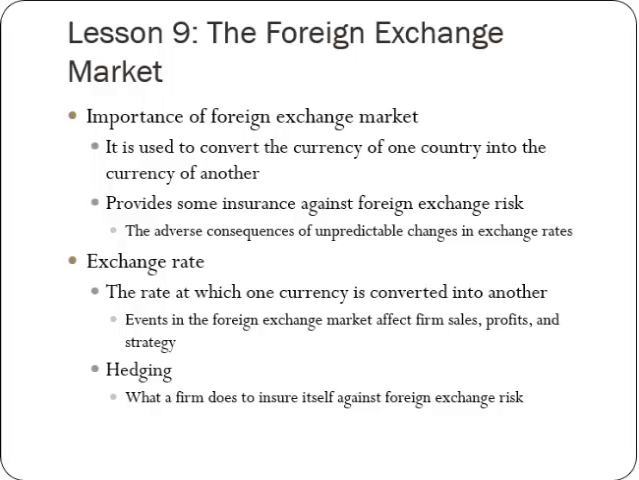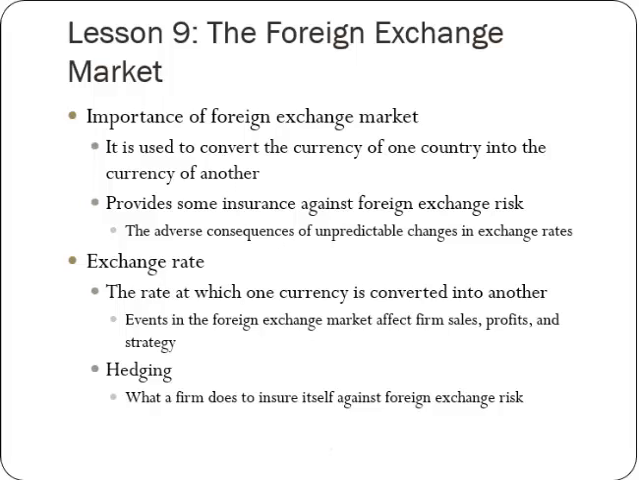If the dollar goes up against the euro, that means Americans will be able to buy more European-produced stuff. If the dollar goes down against the euro, it means the Europeans will be able to buy more American stuff with their euro, and Americans will be able to buy less European stuff with their dollars. The importance of the foreign exchange market, of course, is that it's used to convert the currency of one country into the currency of another, and it provides some insurance against foreign exchange risk.